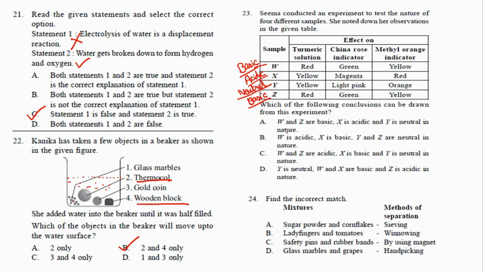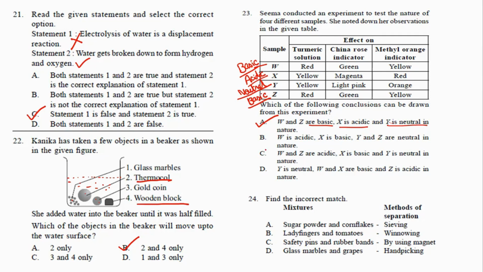So, let's see. W and Z are basic. This is correct. X is acidic. This is correct. And Y is neutral. This is also correct. So, A is our correct answer. So, from the color change, we have to find out whether the sample is acidic in nature or basic in nature, right? So, for this question, our correct answer is option number A, right?